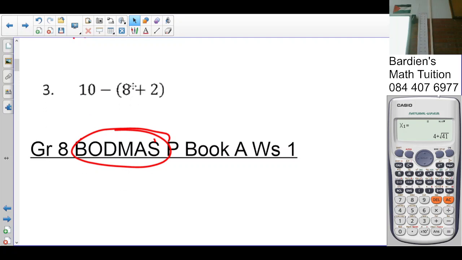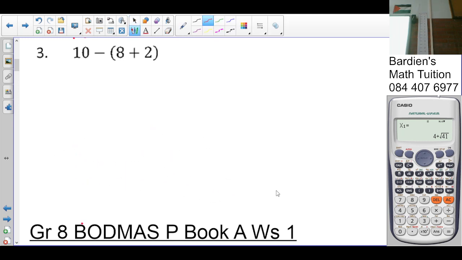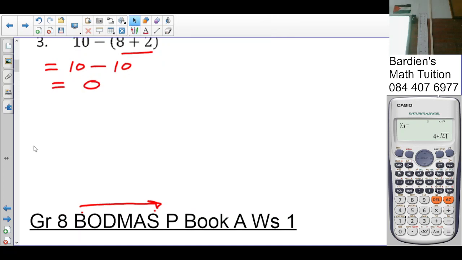Okay. You look at number 3. Number 3 in the sum, what do we have? We have brackets and subtraction. So again, what must be done first? Brackets. So from left to right, that's the order in which we're looking at. Okay. So the brackets first. So it's going to be 10 minus, what's 8 plus 2? 10. And what's 10 minus 10? 0. No to 0. It's fine.